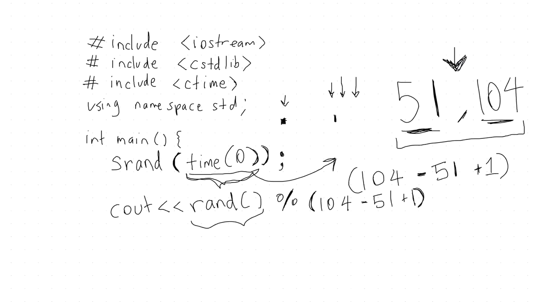So this is 104 minus 51, which is 53, plus 1 gives you 54. So you're going to be modding by 54. What's the lowest number that you get when you mod by 54? It's 0. What's the highest number you can get when you mod by 54? It's 53.